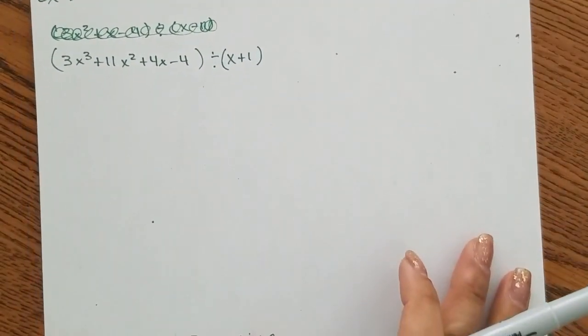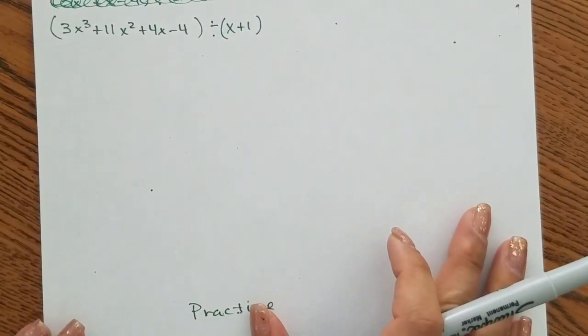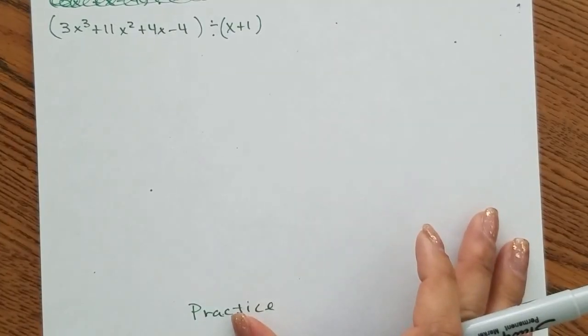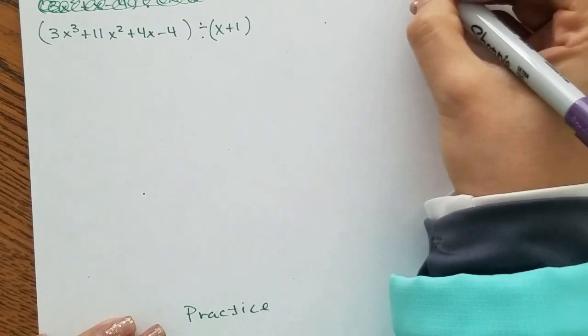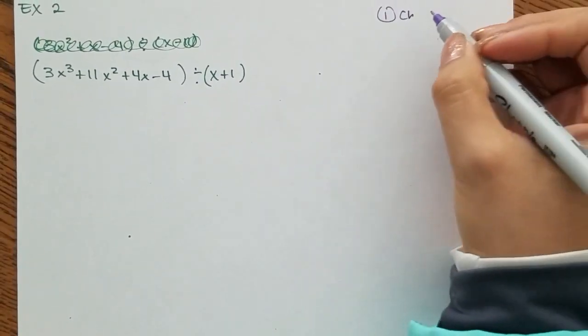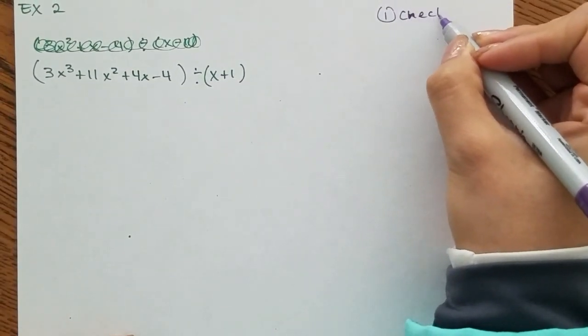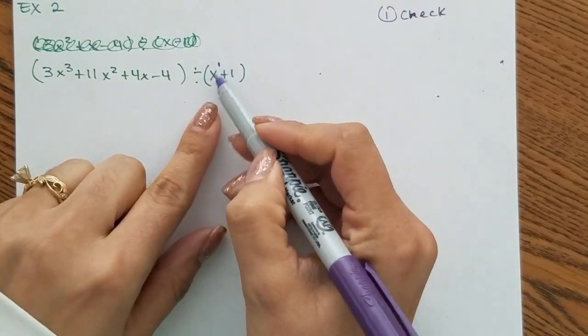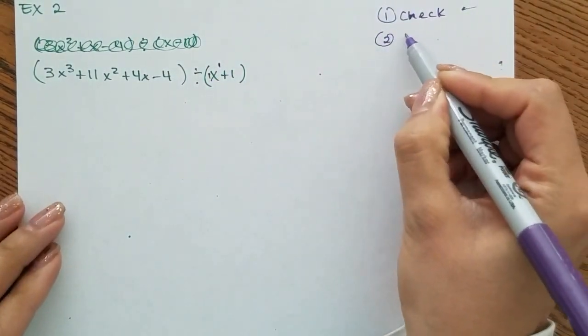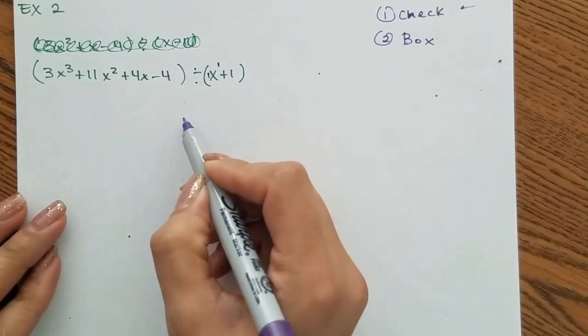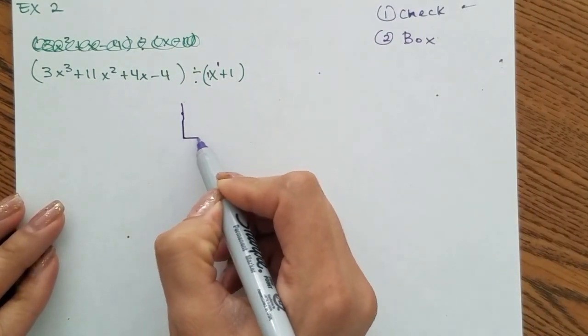All right, so here's our next example. We have 3x cubed plus 11x squared plus 4x minus 4. Step 1, you always want to check your divisor. Okay, power of 1, coefficient of 1, so we're good to go. Next step is we're going to set up our box. Okay, so we have our upside down box here.